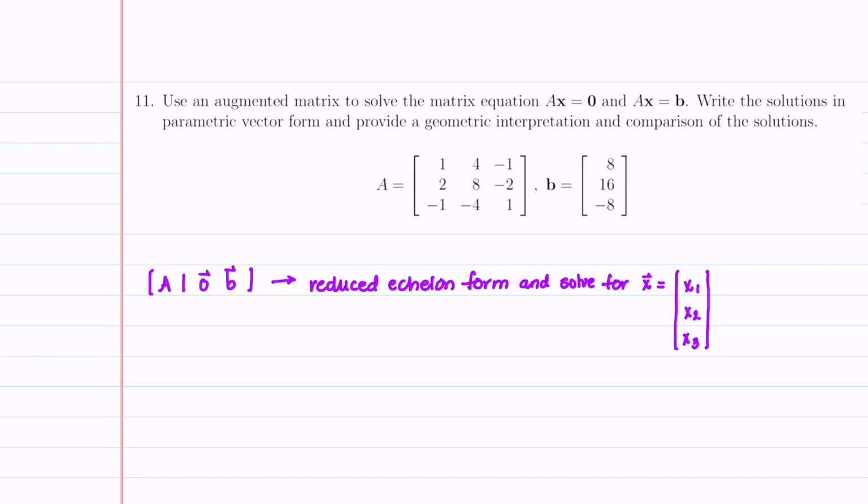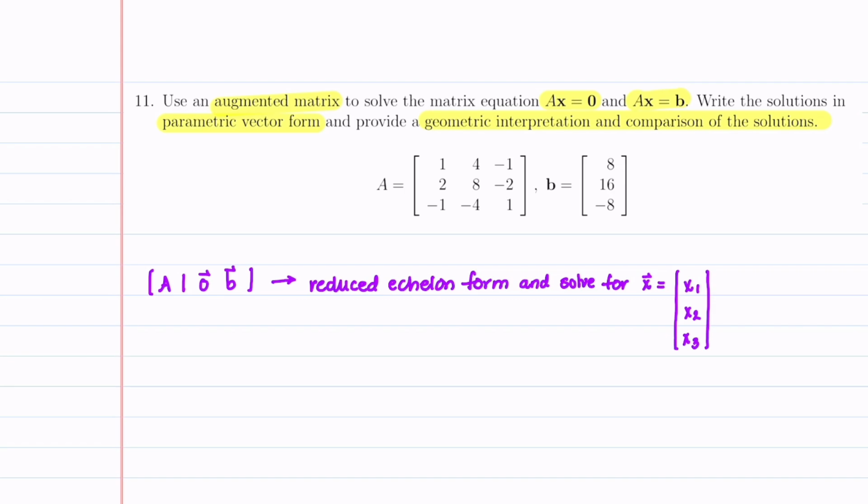In this problem, we're asked to use an augmented matrix to solve the matrix equations Ax = 0 and Ax = b. We're then asked to write the solutions in parametric vector form and then provide a geometric interpretation and comparison of the solutions. Okay, we've got a lot to do.